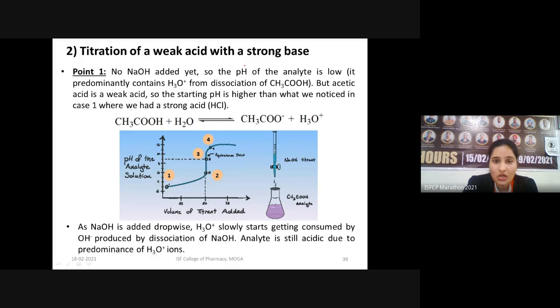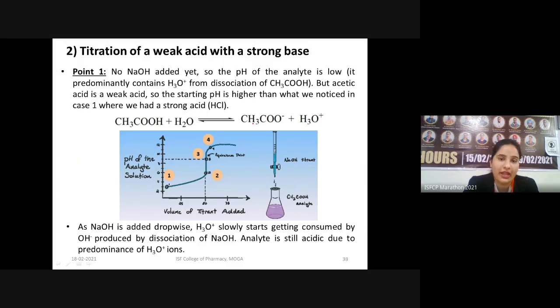So the pH of the medium, the pH of the solution, that is the analyte, will be low here because we have not added any sodium hydroxide solution into it. So we will be having only acetic acid. Acetic acid dissociates itself partially because it is a weak acid. It will only dissociate itself partially into acetate ion and hydronium ion.